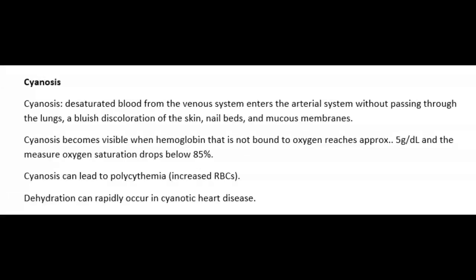Cyanotic cardiac lesions produce cyanosis when desaturated blood from the venous system enters the arterial system without passing through the lungs, commonly through an abnormal opening that enables shunting of desaturated blood. Cyanosis, a bluish discoloration of the skin, nail beds, and mucous membranes, appears when tissues are deprived of adequate amounts of oxygen. Cyanosis becomes visible when hemoglobin that is not bound to oxygen reaches a level of approximately 5 grams per deciliter of blood, and the measured oxygen sat drops below 85%.